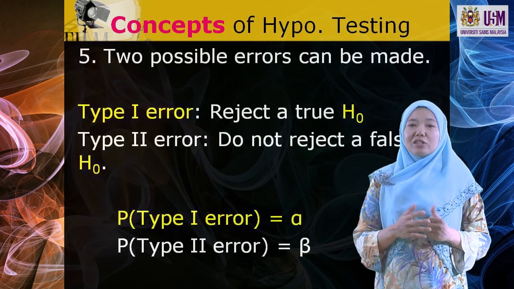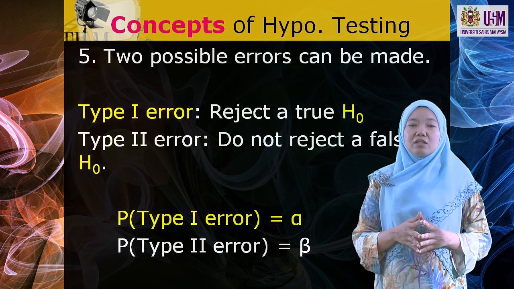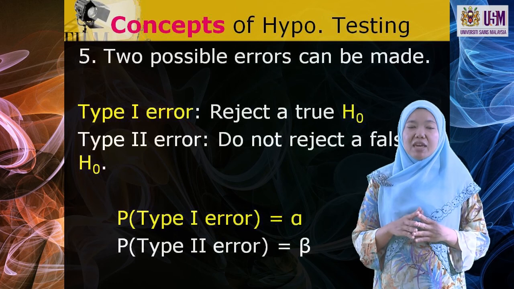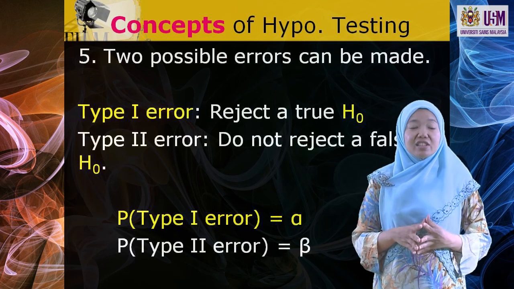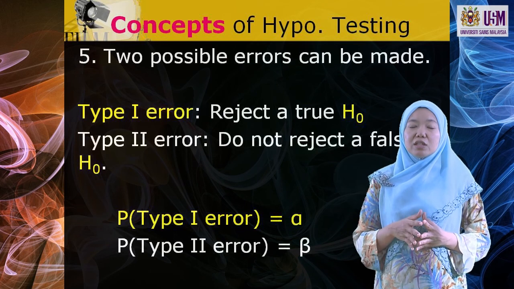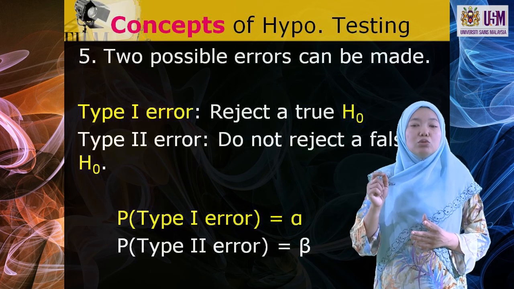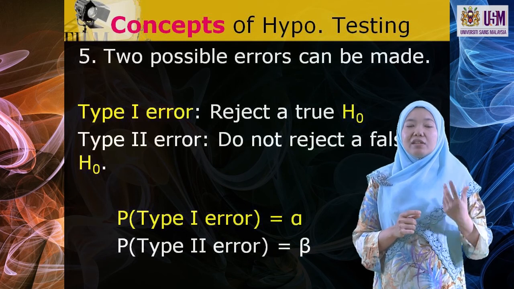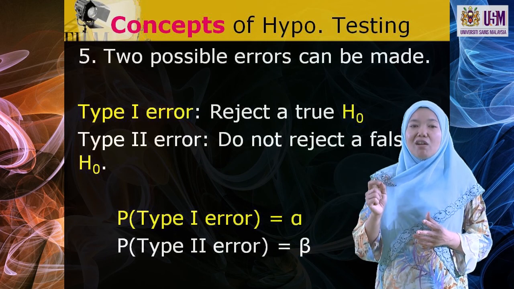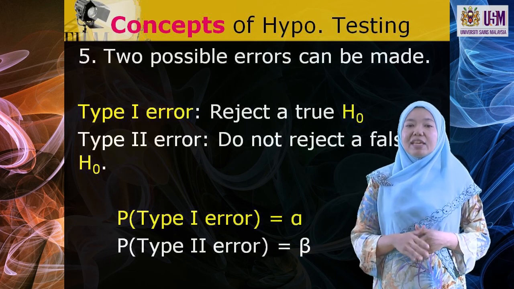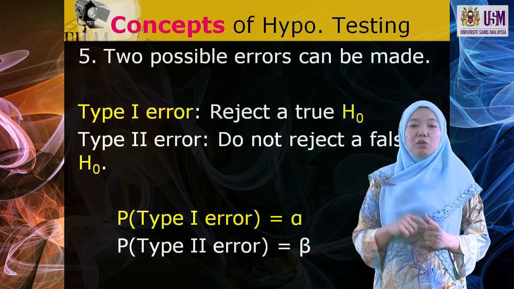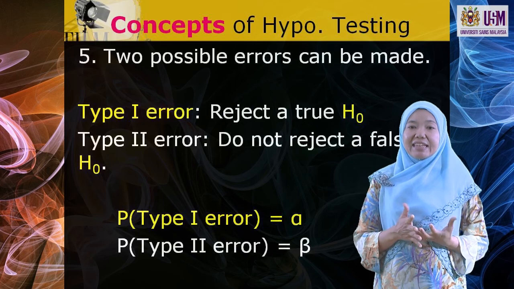When we discuss hypothesis testing, we need to take note that there are two possible errors that can be made. This is the one that we discussed earlier, remember? The type 1 error is rejecting a true H0, while the type 2 error is not rejecting a false H0. The probability of making a type 1 error is given as alpha, while the probability of making a type 2 error is called beta.